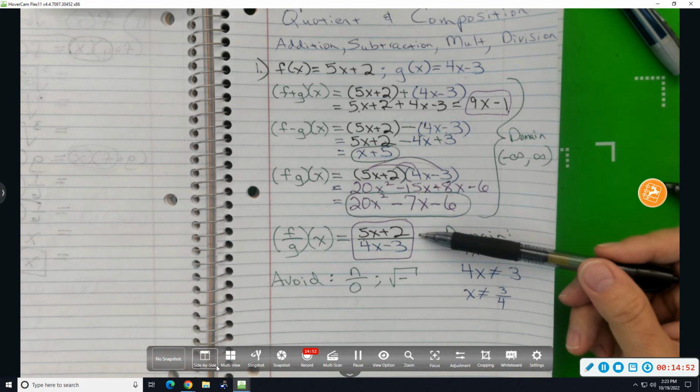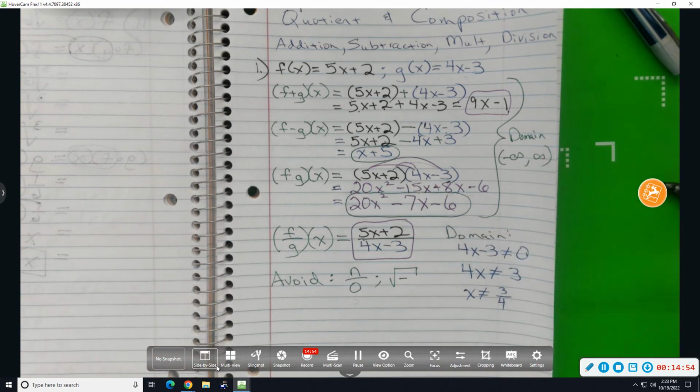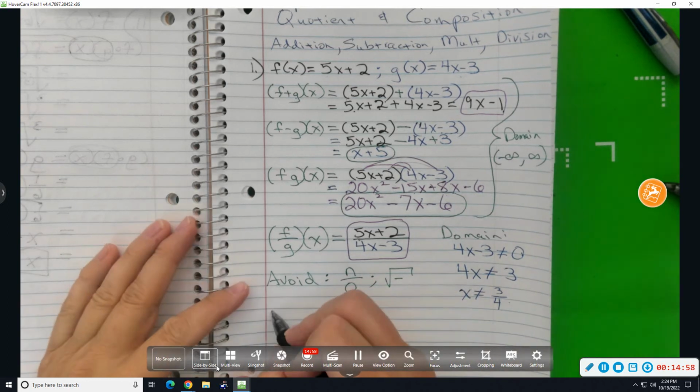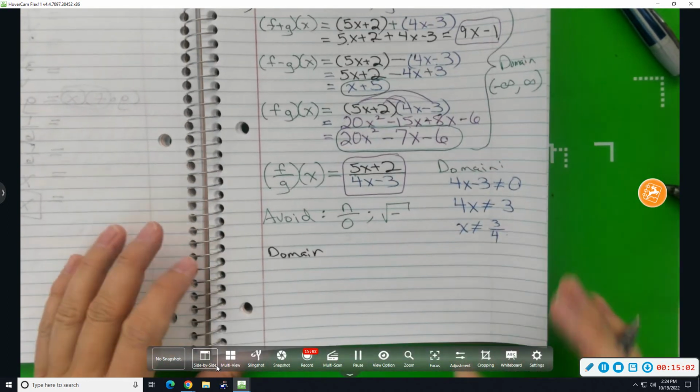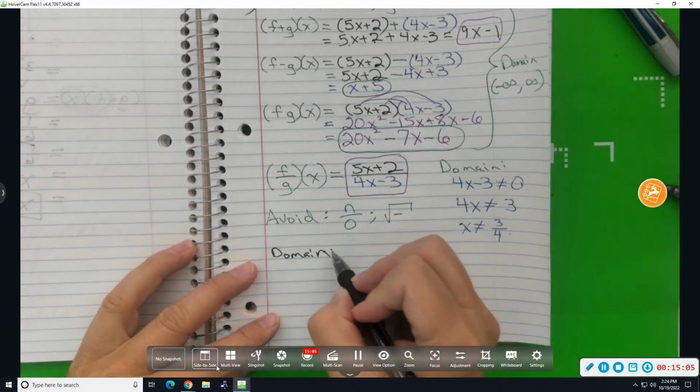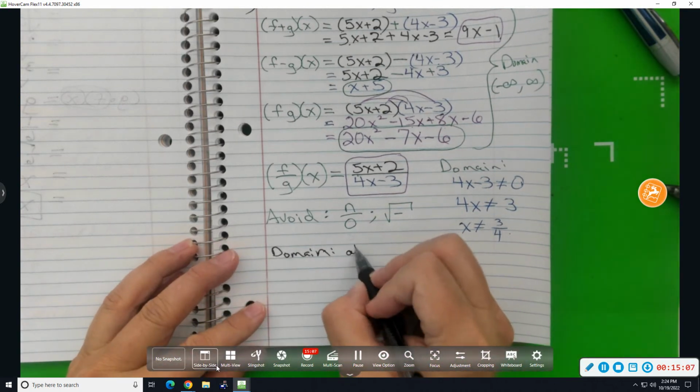for this fractional function, we could write out the domain is all real numbers except for 3/4. But you know that's not how they're going to want you to write it. You know that's not how they're going to want you to write it on My Math Lab.